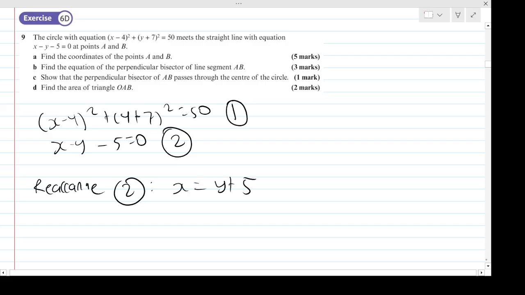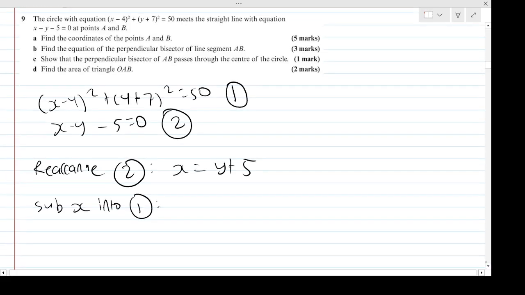Then I'm going to substitute this. I'm going to sub x into the circle equation, equation 1. Then that will become, well, x minus 4 will now be y plus 5 minus 4, all squared. Now 5 minus 4 will be plus 1, so that will go down to just plus 1 squared, plus y plus 7 squared. And then I'm going to move the 50 over to equal 0 overall.